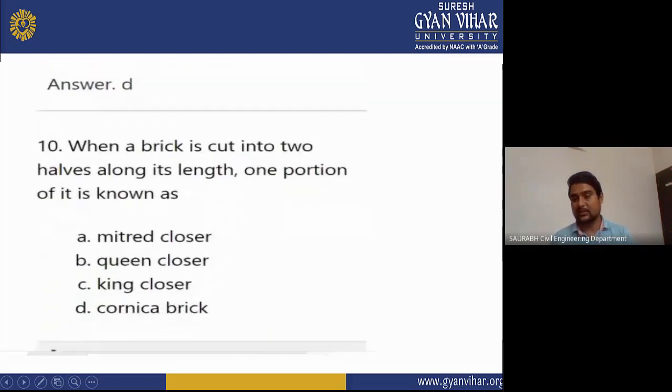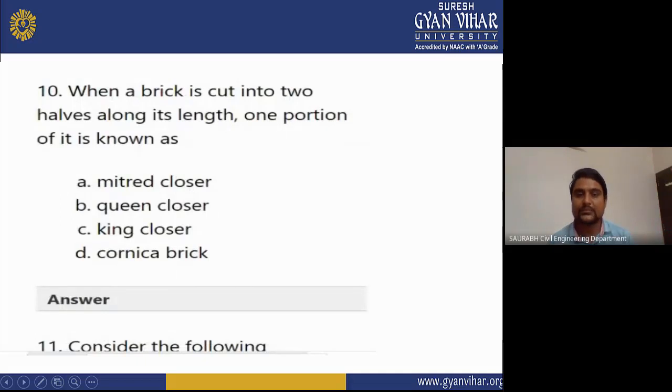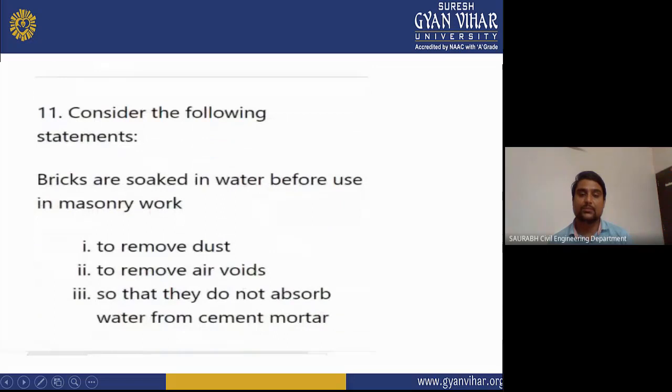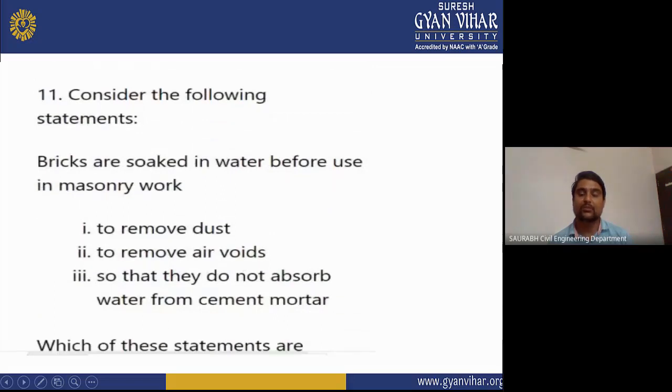Now come on the 10th question. When a brick is cut into two halves along its length, one portion is known as: mitred closer, queen closer, king closer, and bevelled closer. Here your right answer will be queen closer. Now come on the next question. Consider the following statement.